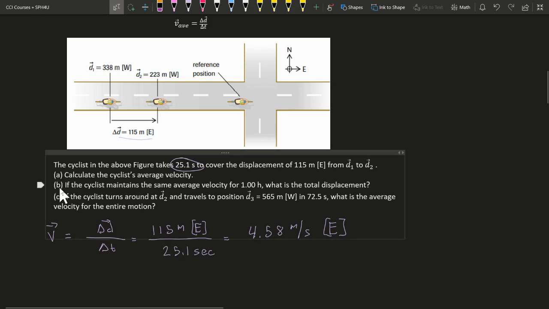Okay, here we've got part B. If the cyclist maintains the same average velocity for about an hour, actually pretty close to an hour because we've got some levels of precision here, what is the total displacement? So we're going to want to know now the displacement, which is this variable. And here they're giving us a time, and they're giving us a velocity. Oh, this velocity. If the cyclist maintains the same average velocity, which is this one.